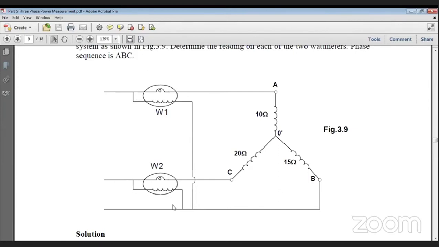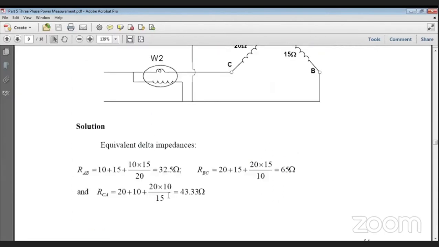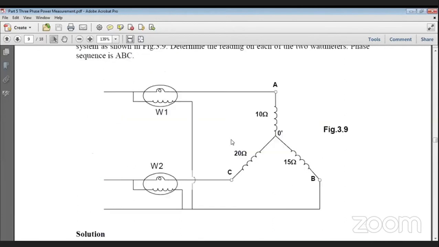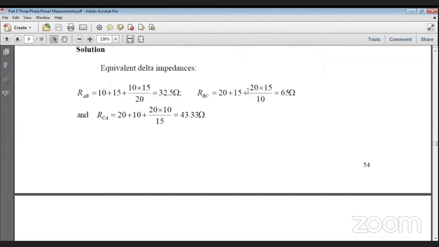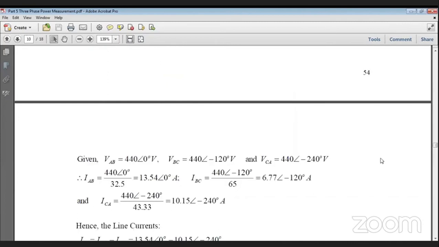Now, when we solved this problem, at least this example, this is a 3-wire star, right? So we solved it by star to delta conversion. First we converted the impedance to delta. Then we took the three delta voltages. But delta voltages are not VA, VB and VC. They are VAB, VBC and VCA. And we have taken ABC phase sequence. So first one, VAB 0 degree, VBC minus 120, VCA minus 240.